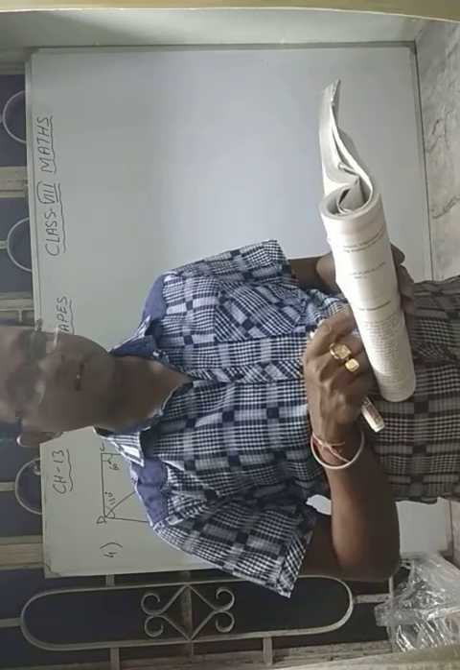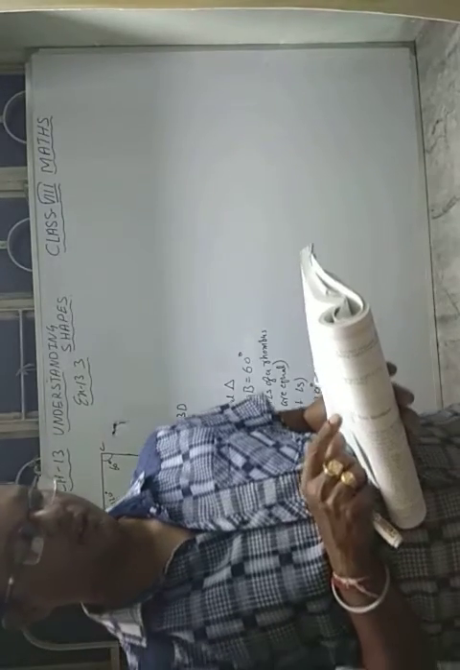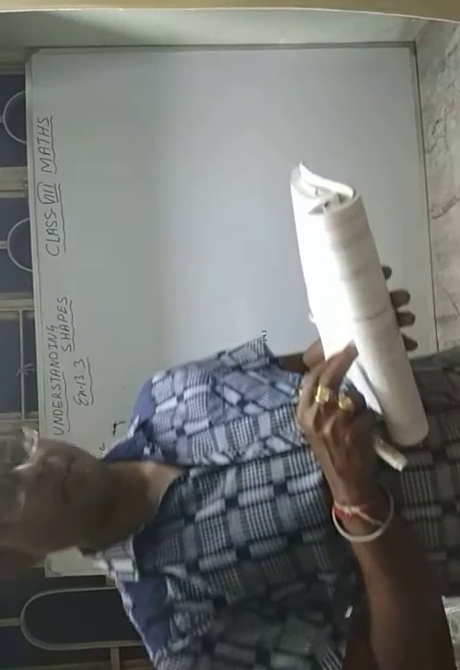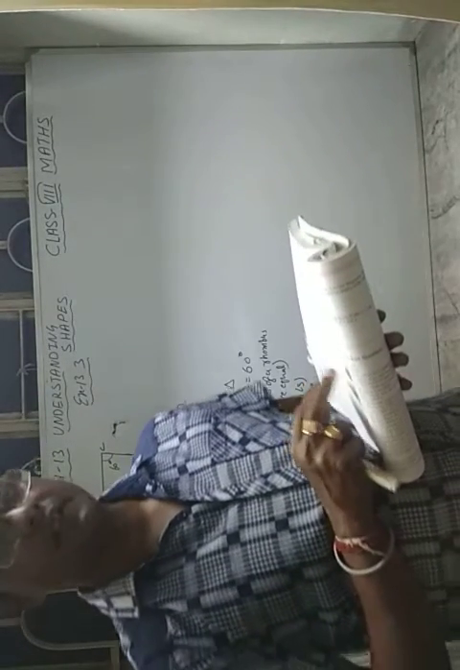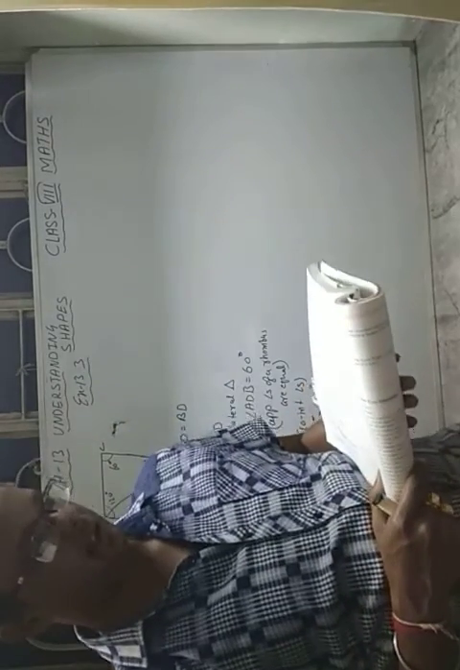Now you have to find Z. How will you find? You have to use the Pythagoras theorem, because diagonals of a rhombus are perpendicular bisectors of each other. So AB will be the hypotenuse. So Y square plus X square is equal to Z square. You can find the measure of these angles. Okay.